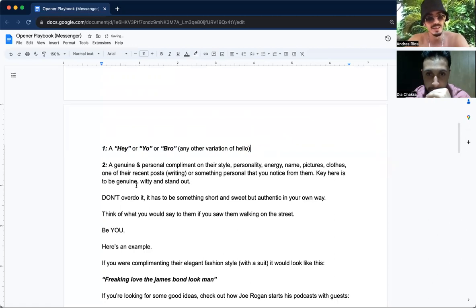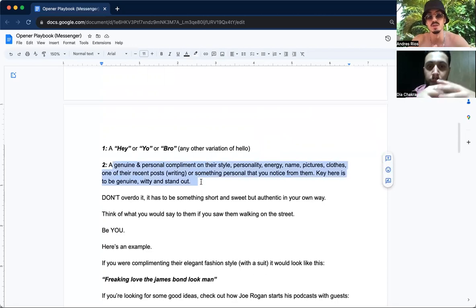Then the second thing is a genuine and personal compliment on either their style, their personality, their energy, their name, pictures, clothes, one of the recent posts, something personal that you noticed from them, anything, right?